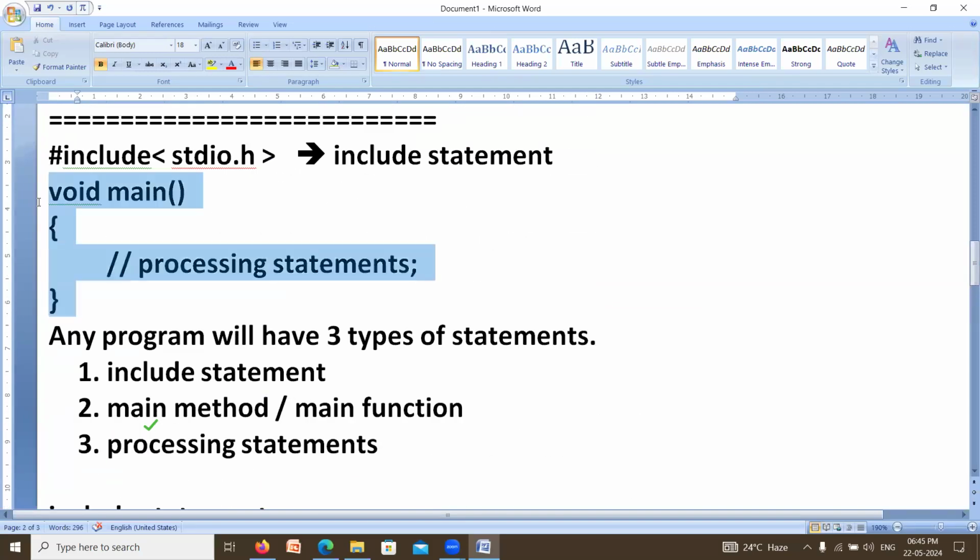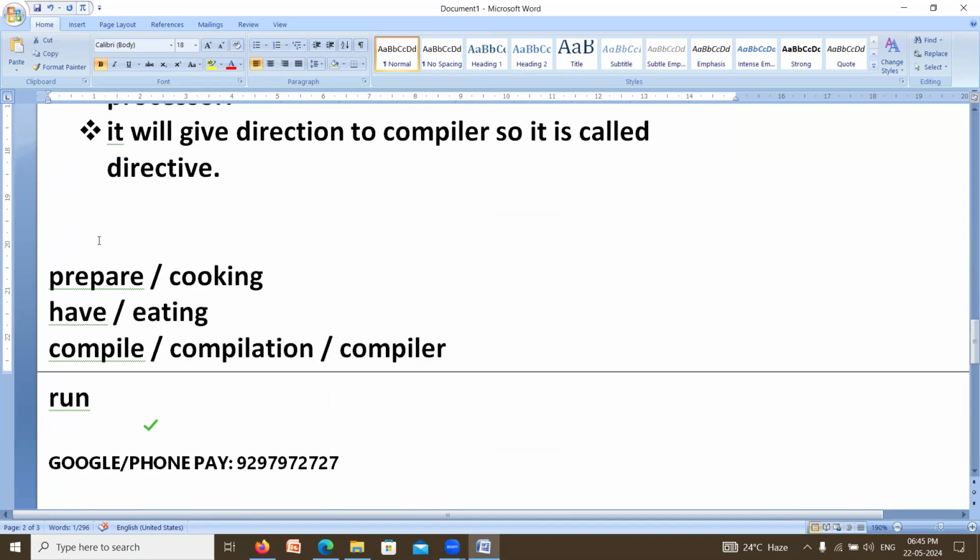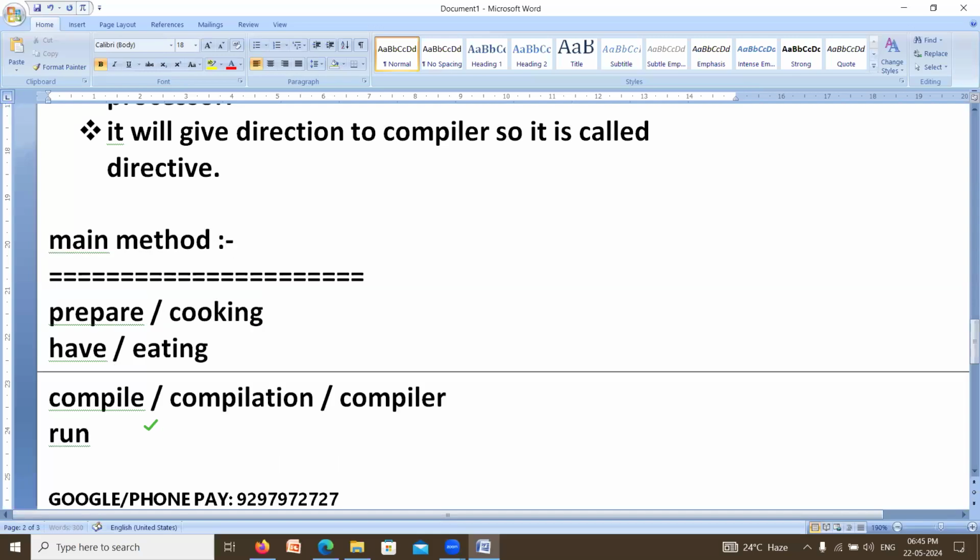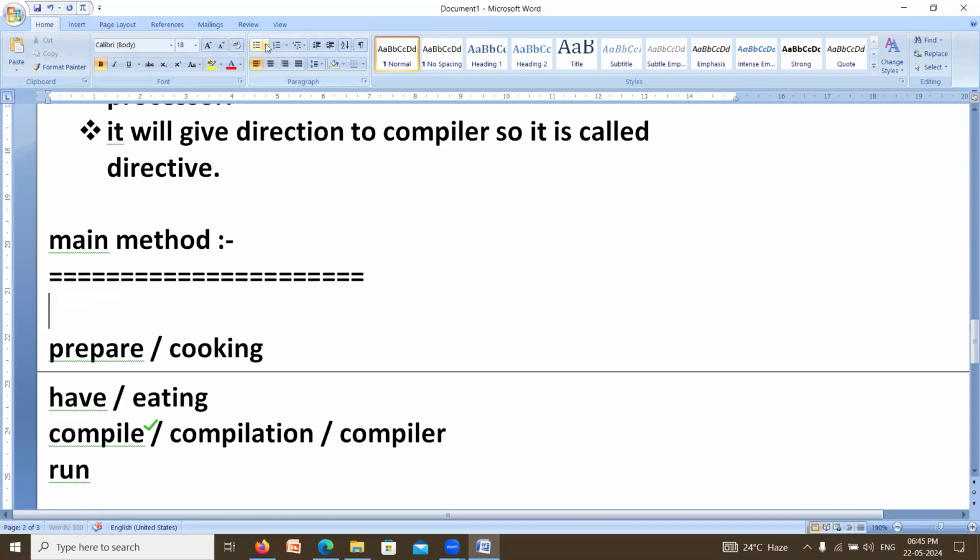Second one, what is the main method? Suppose you write a big program which has 10 lakh lines of code or 1 lakh lines of code. Your program always starts execution at some point. That point is main. So it is the first executable statement. The main method is the first statement which is going to be executed in your program, void main.